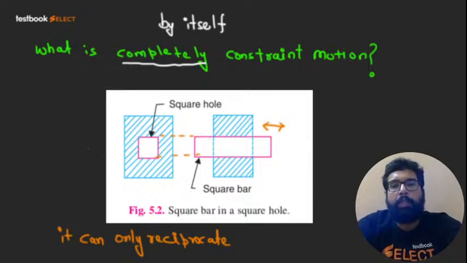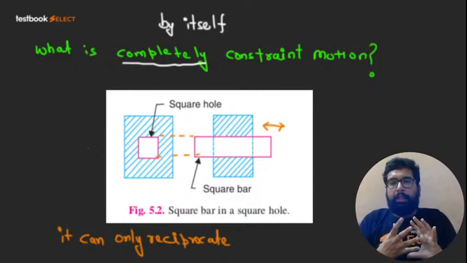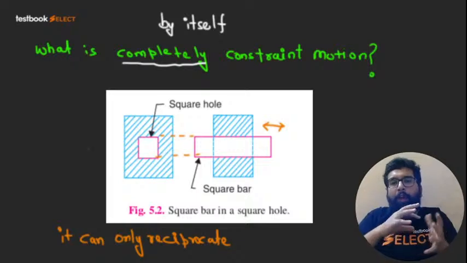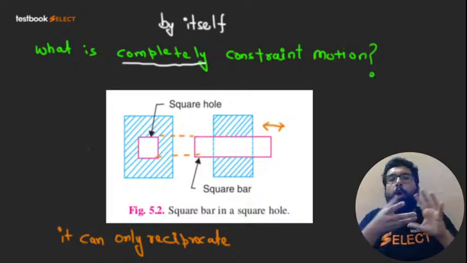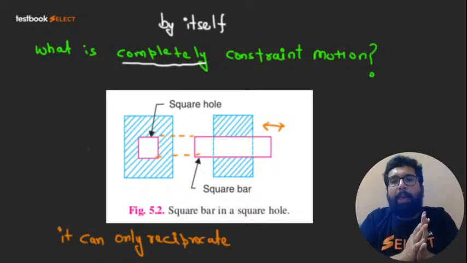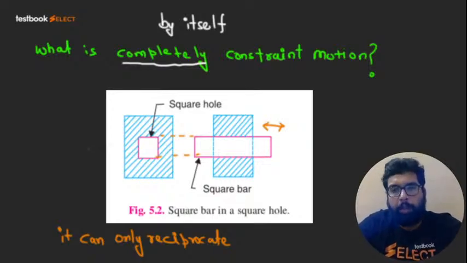Now, I tell you one thing very frankly. Sometimes students are unable to get this. Sir, why does it not rotate? I think you have to imagine it. How can a square bar rotate in a square hole of equal dimension? It is not possible. So I am considering all of you watching this video as very smart to understand it.